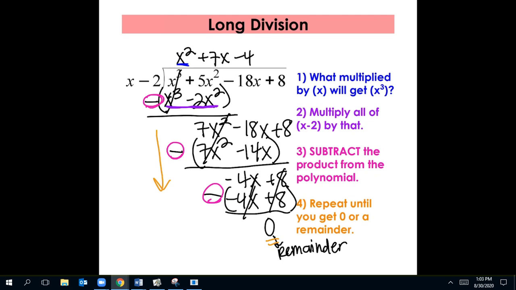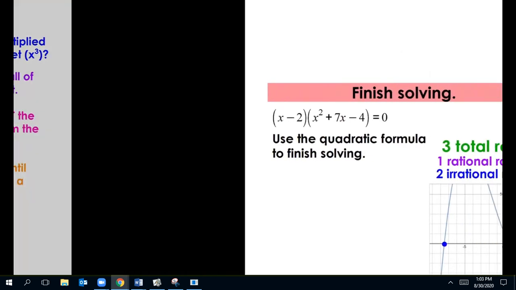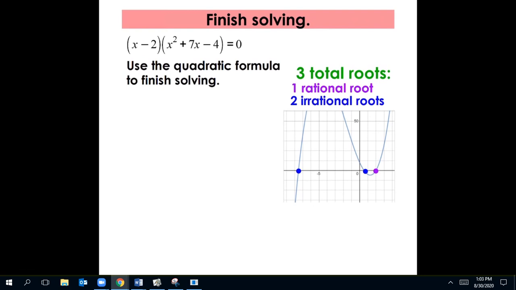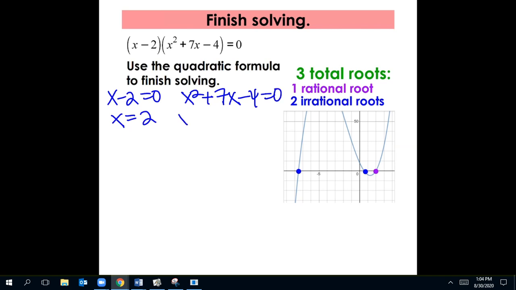So now we know that x cubed plus 5x squared minus 18x plus 8 divided by x minus 2 is x squared plus 7x minus 4. And so it's just like factoring it. Now I know the two factors are x minus 2 and x squared plus 7x minus 4. So we will finish solving. Again, I know x minus 2 equals 0, x equals 2, x squared plus 7x minus 4 equals 0, and I'll use the quadratic formula to solve that.